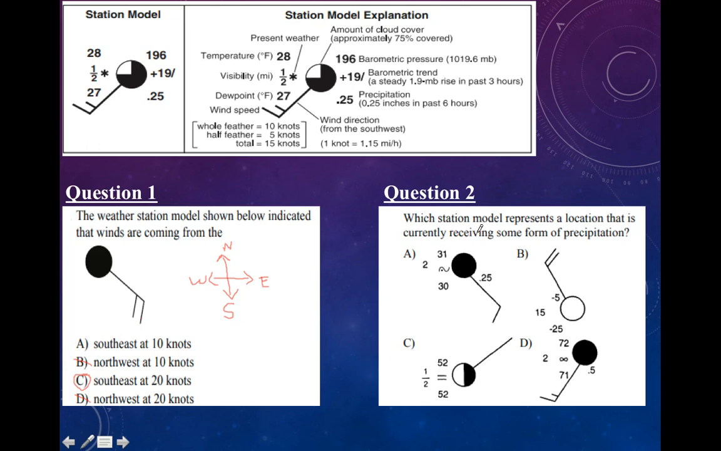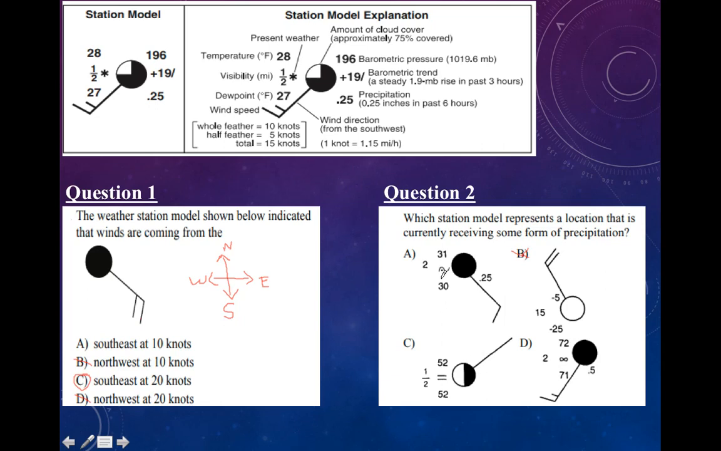Okay, number 2. Which station model represents a location that is currently receiving some form of precipitation? So there are 2 ways to look at this. First off, we could already eliminate choice B. Look, there's no cloud cover. So choice B is not even a possibility. Next, choice A, choice D, and choice C. They do all have the little weather symbols. The other thing you'll notice, the temperature and the dew point are close together. So there is a possibility that all 3 of these could have something falling from the sky.